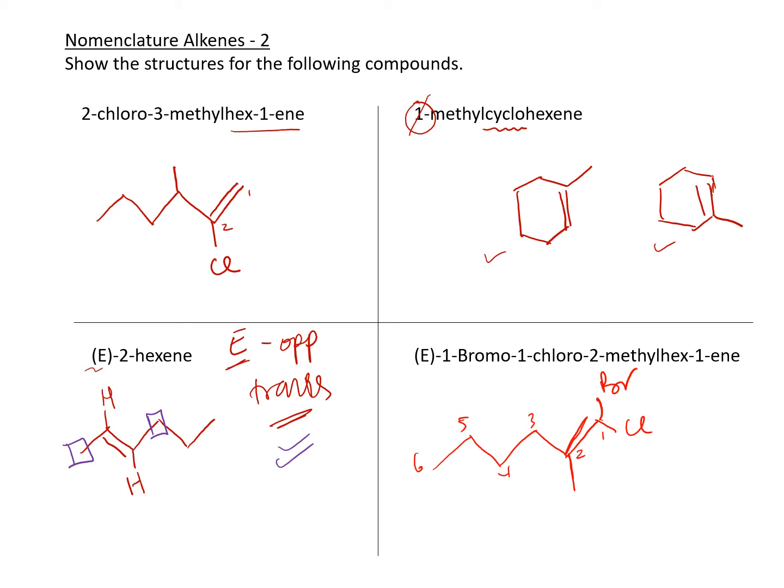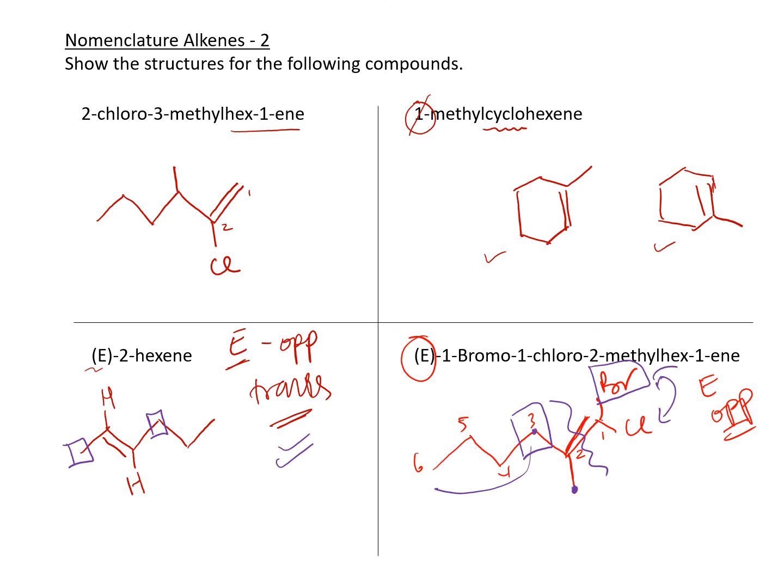So everything else is correct now. All I need to figure out is if my E is correct or not. And E again is the opposite side for higher priority groups. So I have to figure out what my higher priority groups are. So I'll go ahead and slice my double bond down here. And when I slice it down, bromine is the higher priority between chlorine and bromine because bromine has the higher atomic number. And then between a methyl group and a CH2 that's connected to all of this carbon, the CH2 is going to have higher priority. So obviously my structure is a little bit wrong. So I have to switch bromine with chlorine on that side.